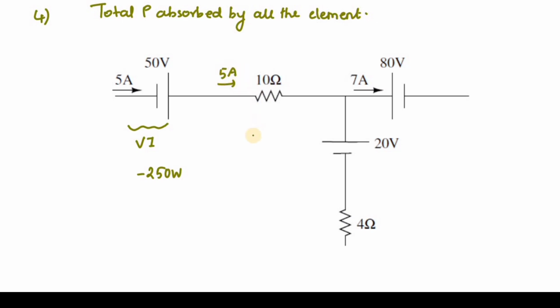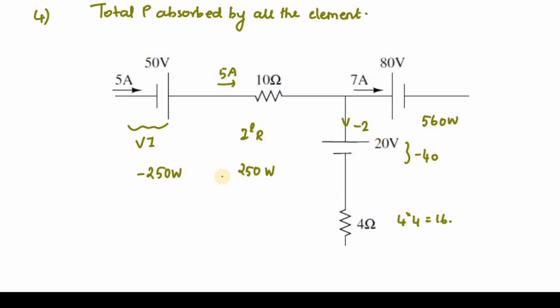So it is 50. Sorry, this is nothing but the formula I square R. So it is 1250 watts. This is nothing but 560 watts. And here the current flowing through this one is minus 2, so it is nothing but minus 40. And this one is 4 into 4. It is nothing but 60.